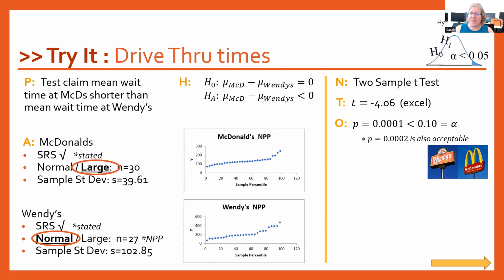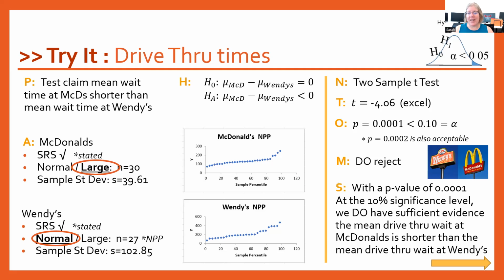That's certainly much smaller than a 10% alpha, so we do reject. And our conclusion here is, with a p-value of 0.0001 at the 10% significance level, we do have sufficient evidence the mean drive-thru wait time at McDonald's is shorter than the mean drive-thru wait at Wendy's.